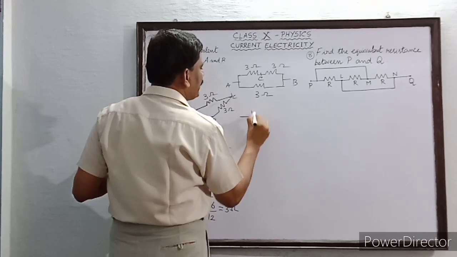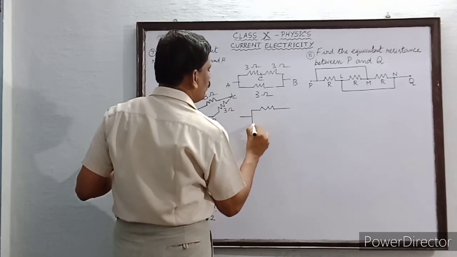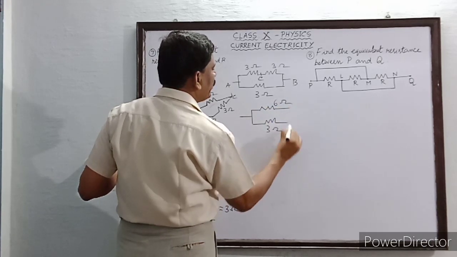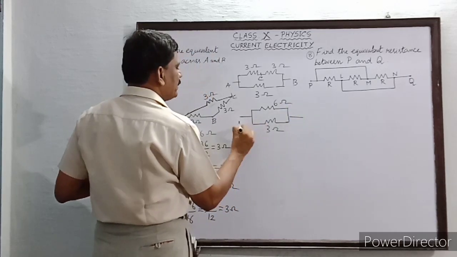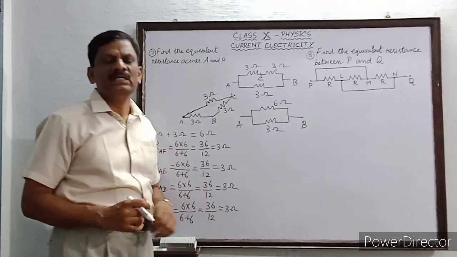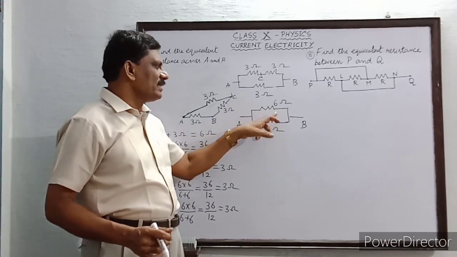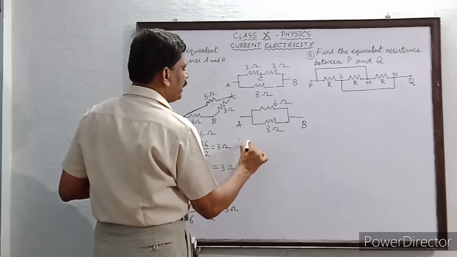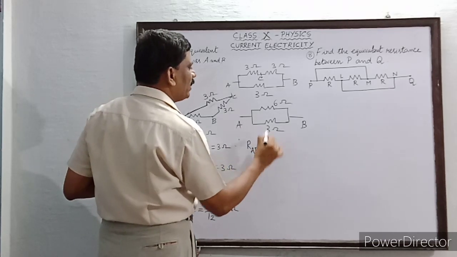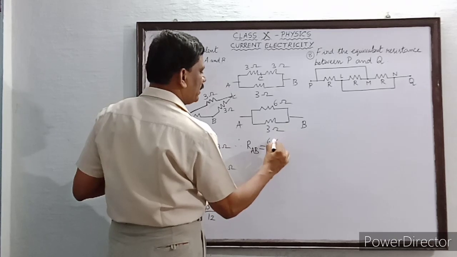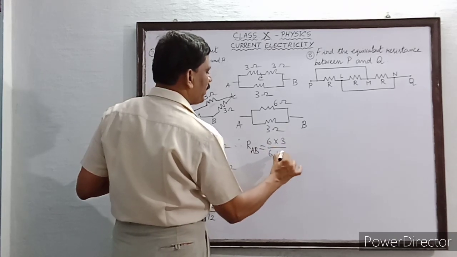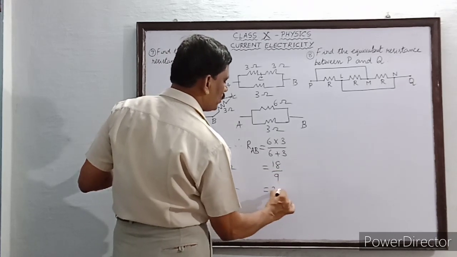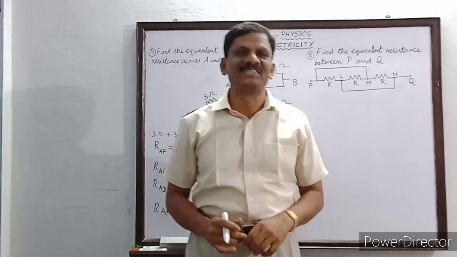This is a parallel combination of 6 ohm and 3 ohm. This is between A and B. So the final circuit is reduced like this. 6 ohm and 3 ohm are in parallel. Therefore RAB is equal to R1 into R2 divided by R1 plus R2, that is 6 into 3 divided by 6 plus 3, which is 18 divided by 9, equal to 2 ohm. Have you all understood?